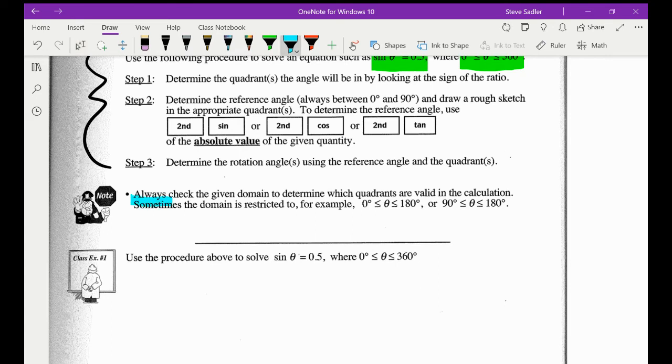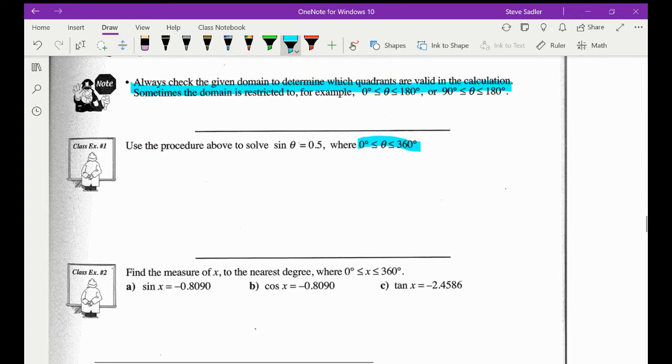You're going to see this, so just be careful. You always check the given domain to determine which quadrants are valid for the calculation. For the first few, we're only going to be using 0 to 360, but they could limit it to 0 and 180, or 90 to 180. They could even go 0 to negative 360 and go around the quadrants in the clockwise direction, or backwards. All right, so let's use this procedure.